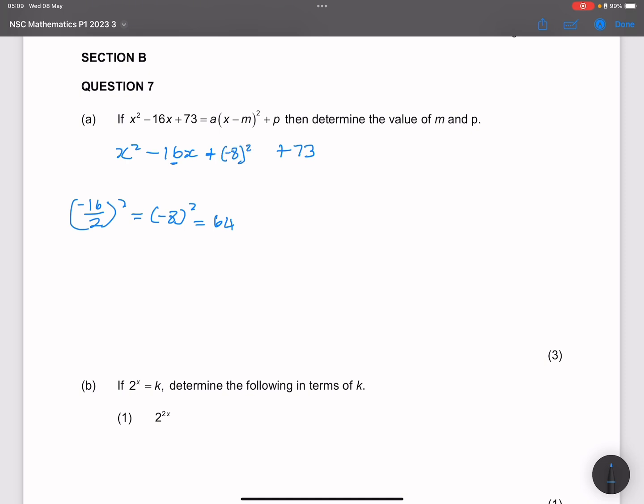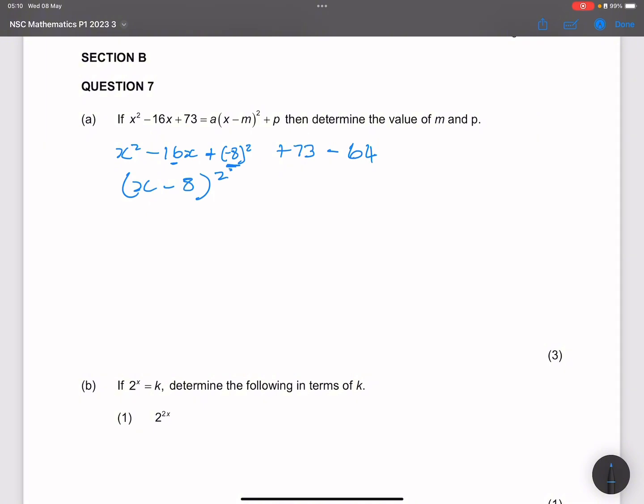But now we've added something that wasn't there before. We've added 64, so to balance this equation, we must subtract 64 as well. So we are adding it and subtracting it. And what does this become? Remember what is in the bracket now. It factorizes to become x minus 8, all squared. That's why I left it as minus 8, so that you'll see what it becomes.